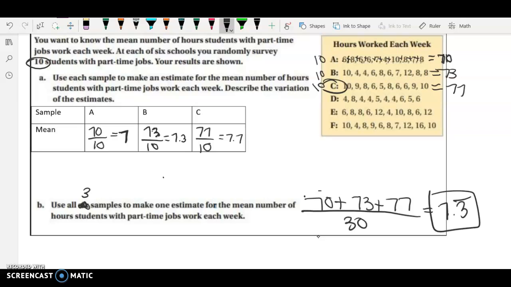So on average, that's how much between the 3 schools the students would work. So 7.3 repeating hours, so 7 and 1/3 of an hour. What I did forget was check the variation. So that is taking our big minus our small. So 7.7 minus 7 is 0.7. So that is our variation.